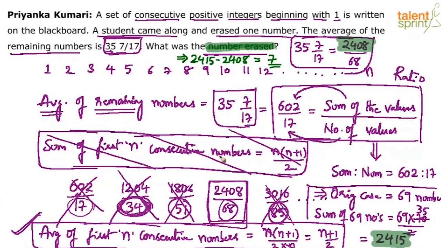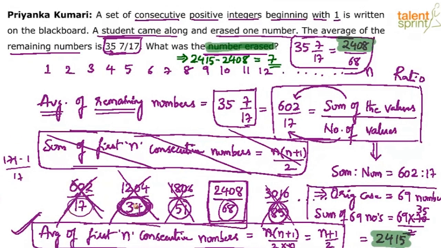The sum of the first 18 numbers is how much? It will be 18 into 19 by 2, which is like 19 into 9, which is 171. From that sum of 171, even if you remove just 1, it becomes 170. 170 by, instead of 18 numbers, you have to take 17 numbers. So 170 by 17 will come out to be 10. Average should be 10, but the given average is 35. Hence, it is not possible.